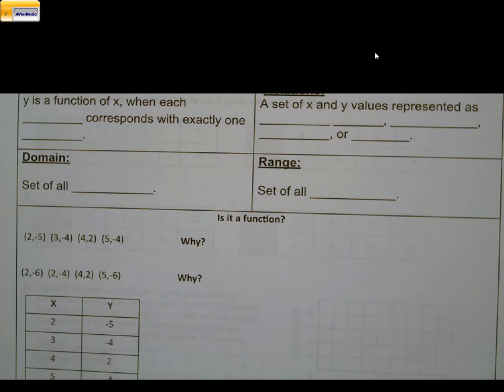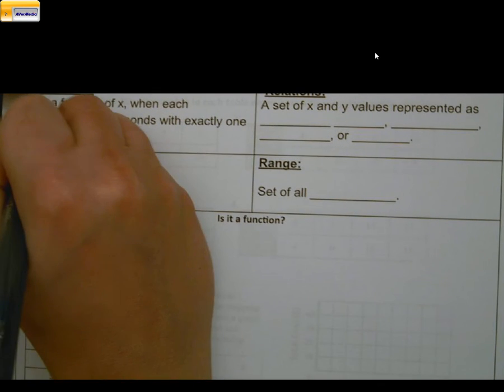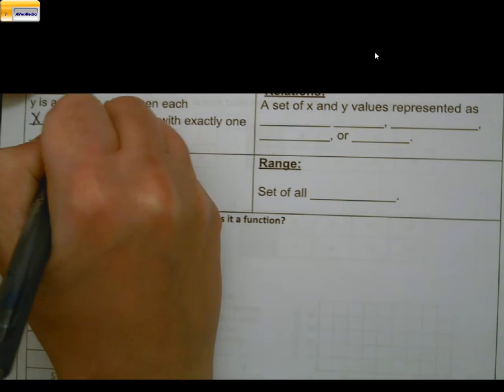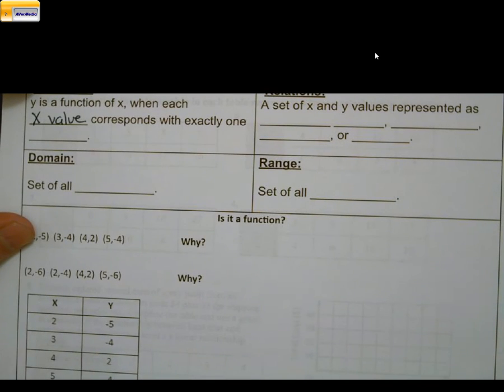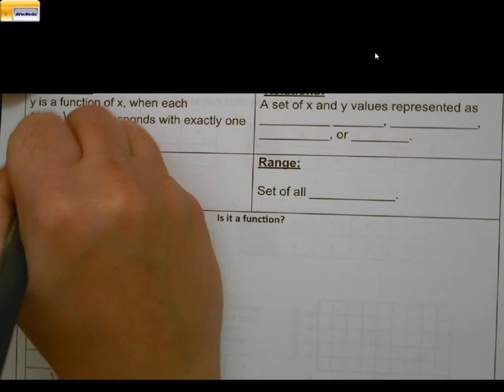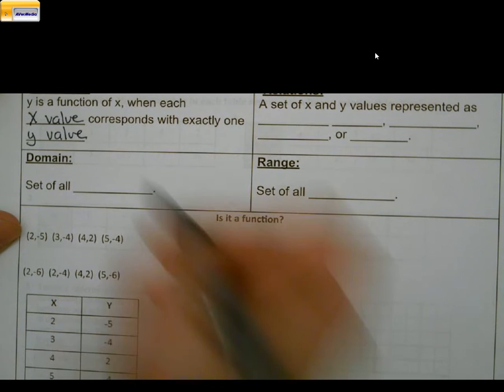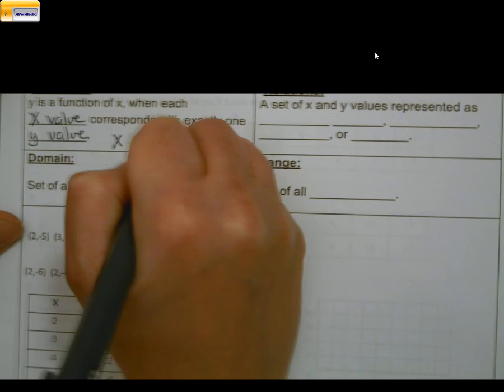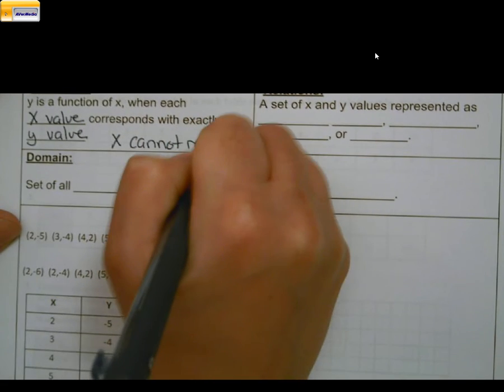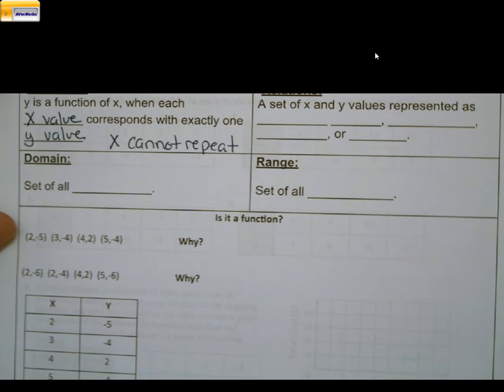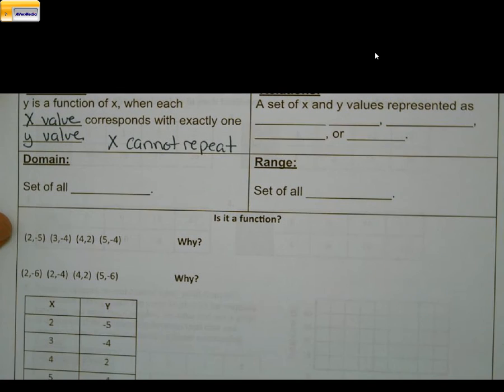Y is a function of x when each x value corresponds with exactly one y value. In other words, this is what I like to tell kiddos, x cannot repeat. Can't have more than one x value.